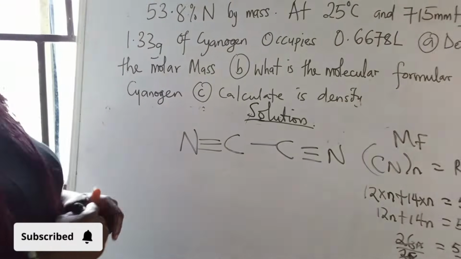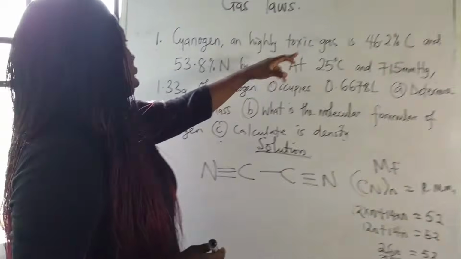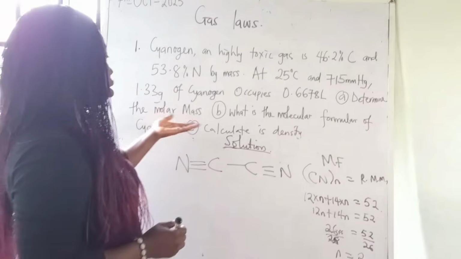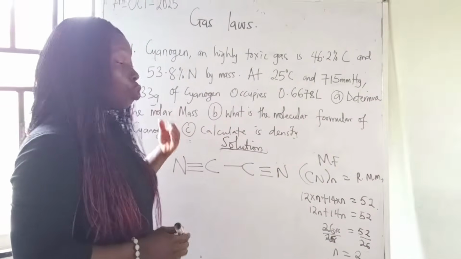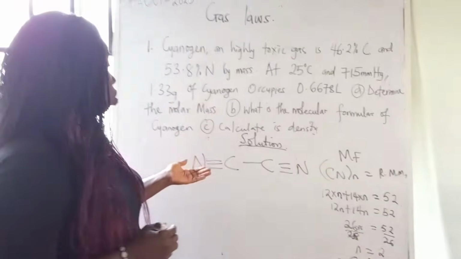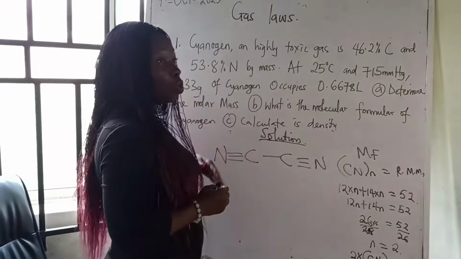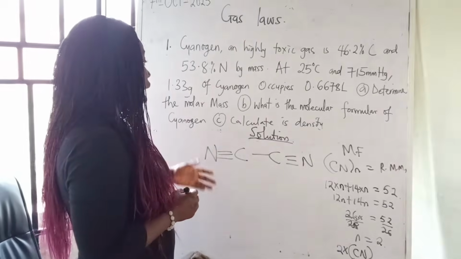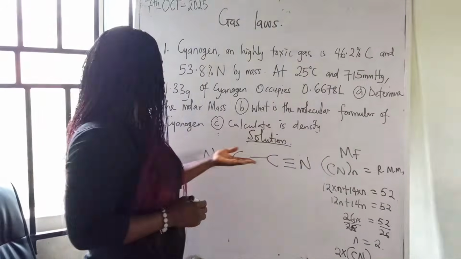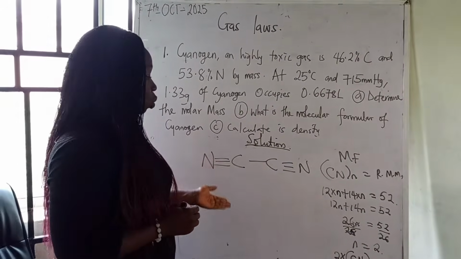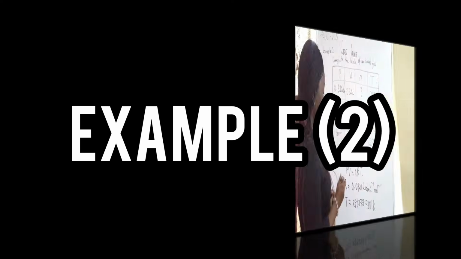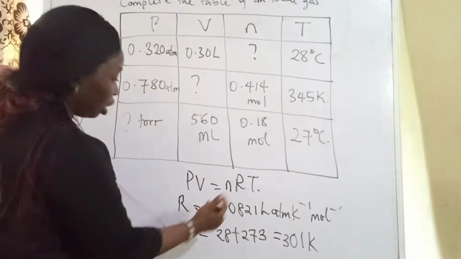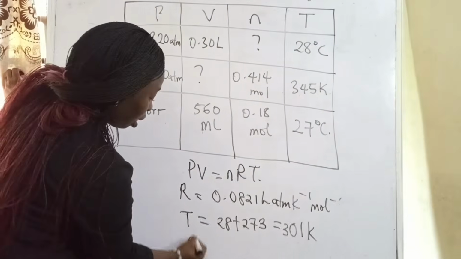So that is the highly toxic gas called cyanogen, and we've gotten our density through mass over volume. We got our molar mass through the ideal gas equation, which is PV equals nRT, and finally we have gotten our molecular formula, which is what? C2N.